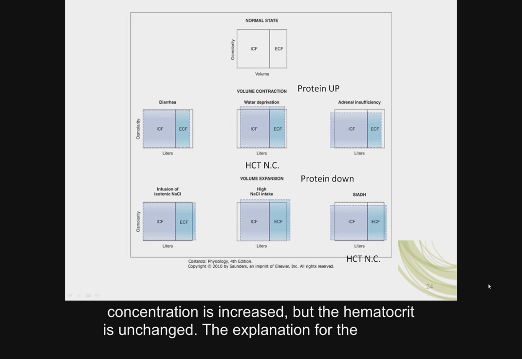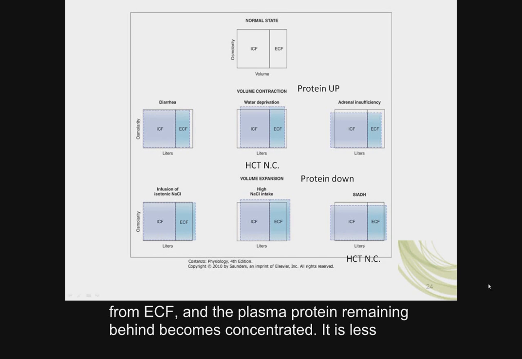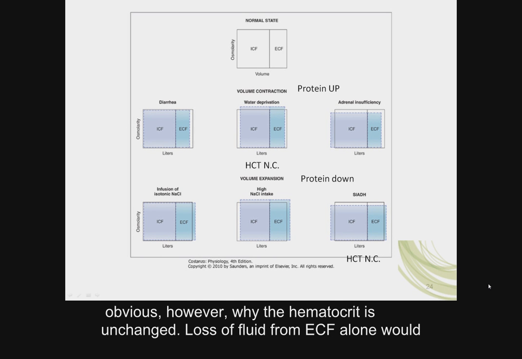In hyperosmotic volume contraction, the plasma protein concentration is increased, but the hematocrit remains unchanged. The explanation for the increase in plasma protein concentration is straightforward. Fluid is lost from the ECF, and the plasma protein remaining behind becomes concentrated. It is less obvious, however, why the hematocrit is unchanged.